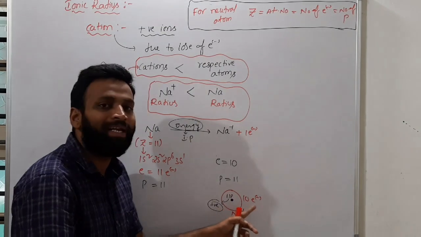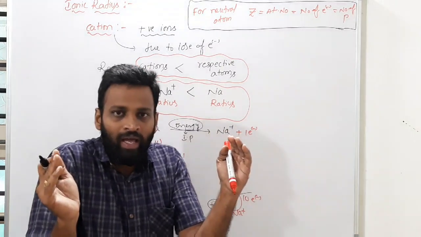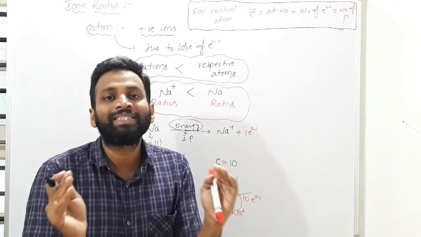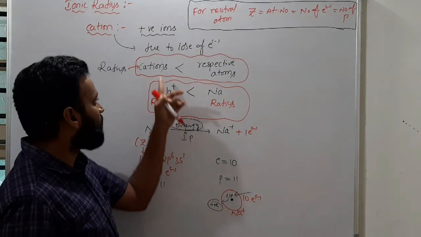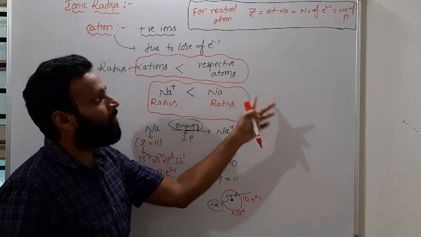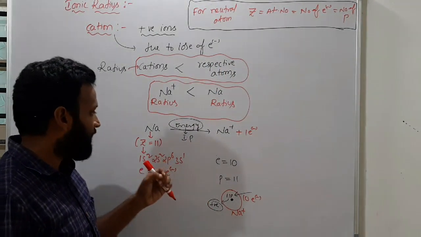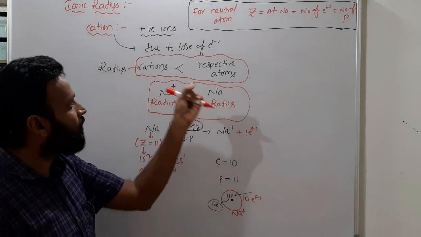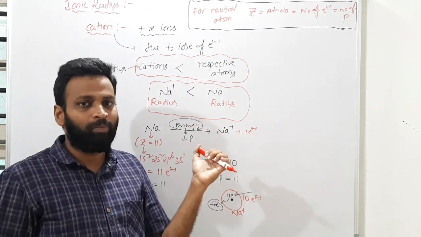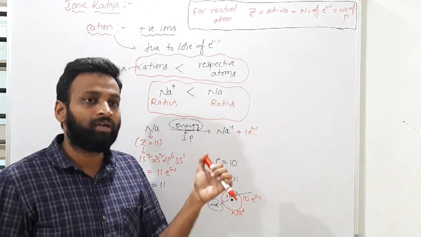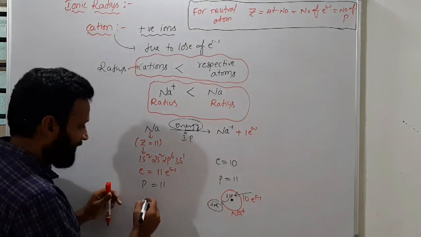Positive charge is dominating negative charge. Certainly these electrons are attracted towards the nucleus. So electrons are coming towards the nucleus and size decreases. That's why cations have a smaller radius than their corresponding atoms. I gave this previously also: cations have a smaller radius, anions have a larger radius.